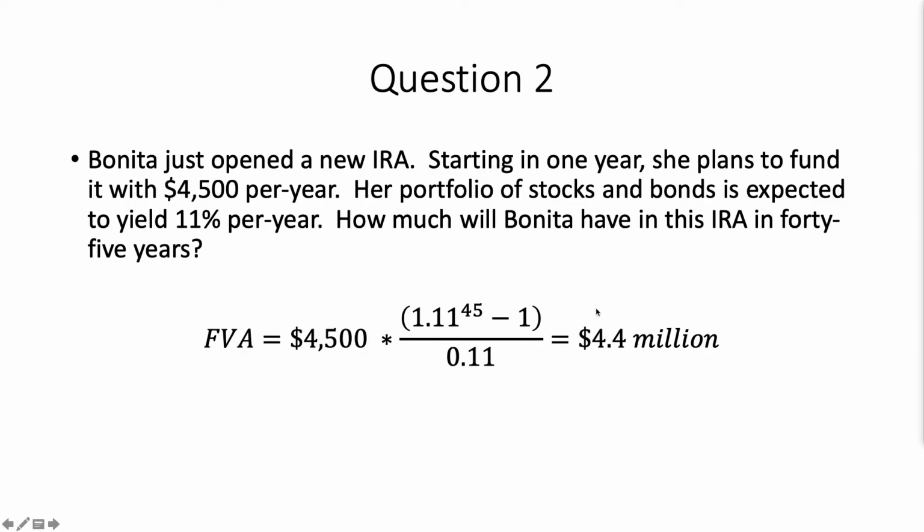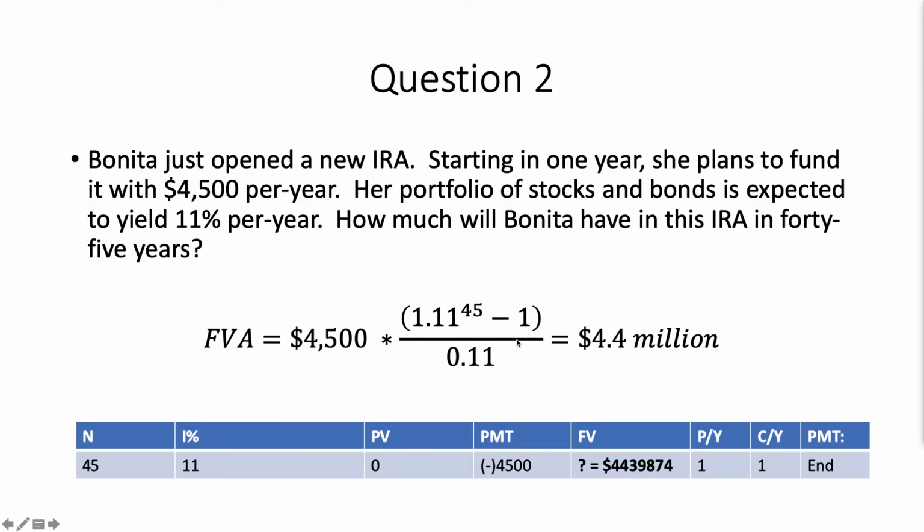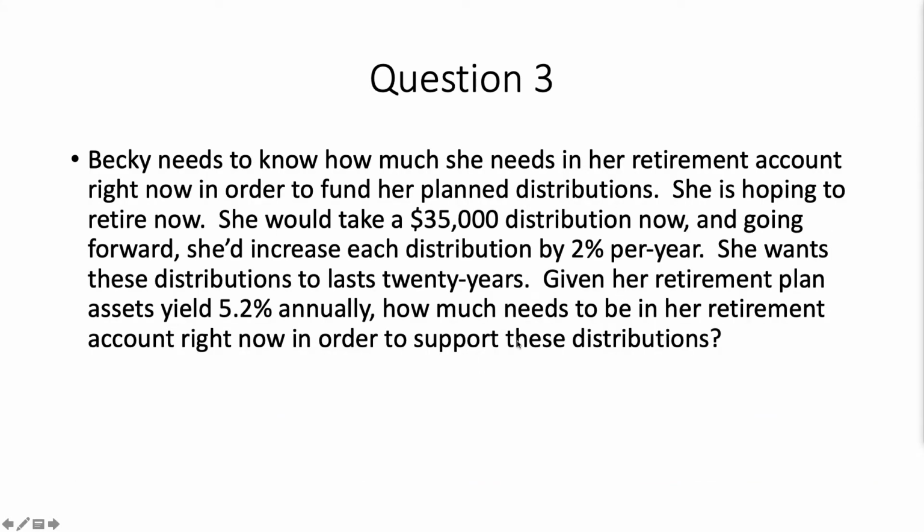So when you get level payments, it's just back to a very simple corporate finance future value of an annuity. This is an ordinary annuity because she just opened her plan, but starting in 1 year. So that says set the calculator to end. And there's your answer. And you could do that on the calculator as well. And there it is on the calculator. I did it both ways.